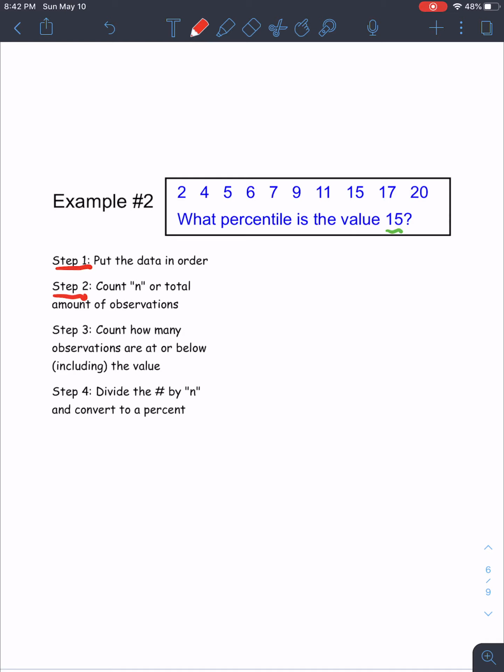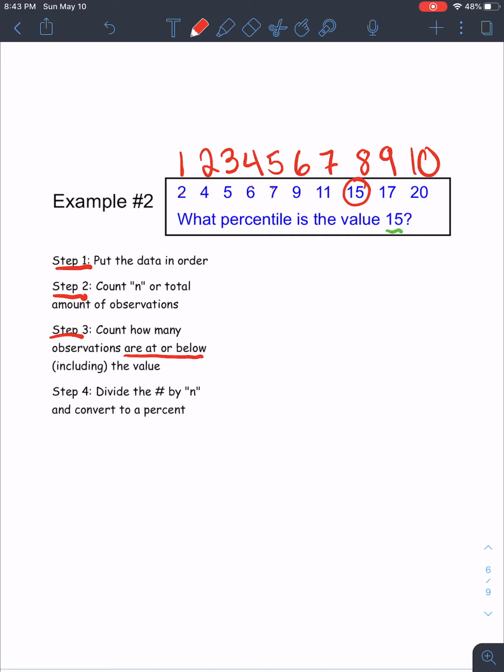Step 2, we need to find our n. So how many total data pieces do we have? We have 1, 2, 3, 4, 5, 6, 7, 8, 9, 10. Step 3, count how many observations are at or below, which means we include the value that we're looking for. So we're looking for 15. There are 1, 2, 3, 4, 5, 6, 7, 8 values that are at or below our included value.